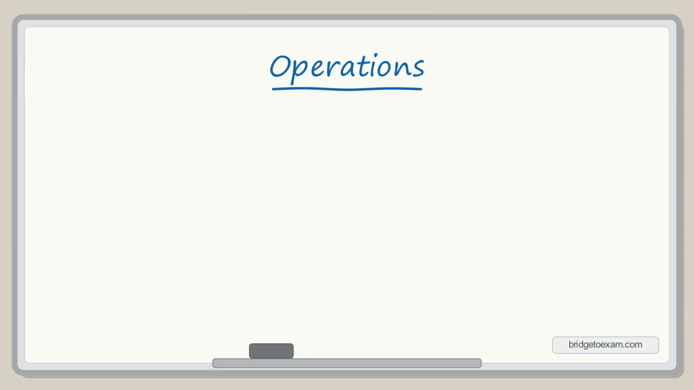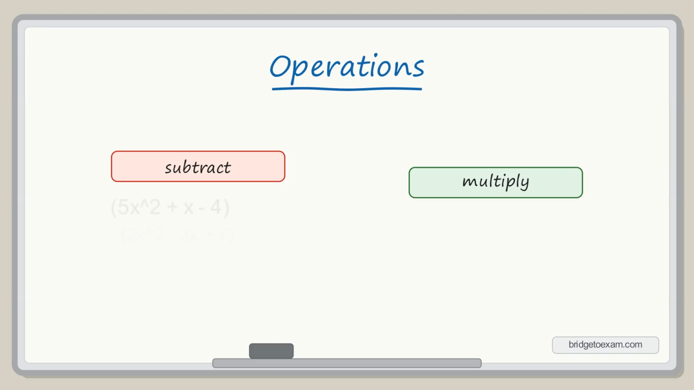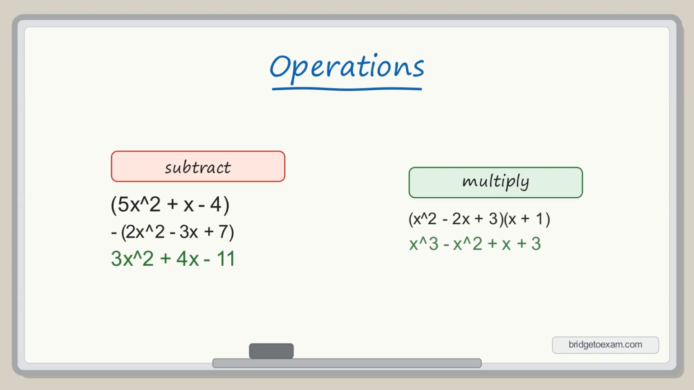Polynomial operations are mostly organization. When subtracting, distribute the negative to every term. When multiplying, every term in one factor multiplies every term in the other.